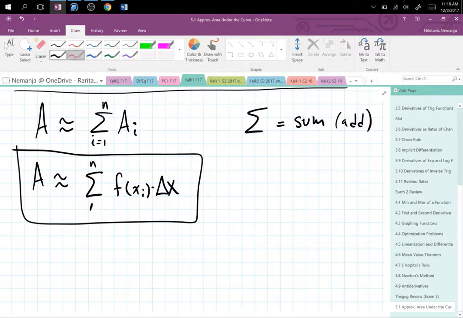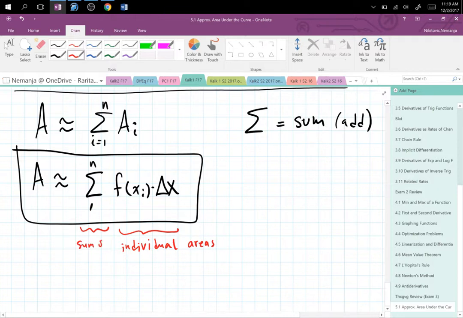So now, if you want to dissect this notation, this part is the individual areas, and then this over here is the sum of. So that's how you understand this formula.